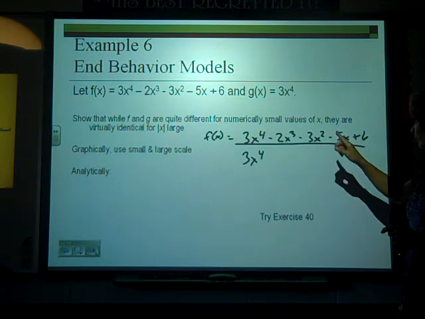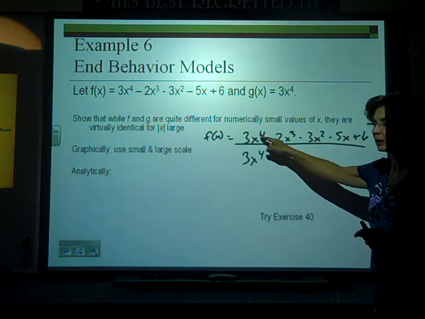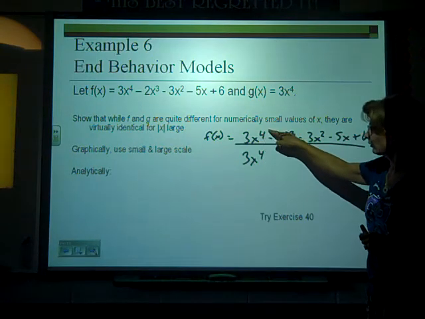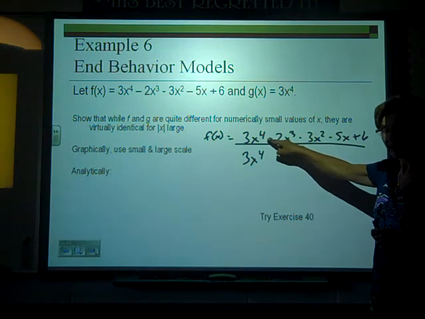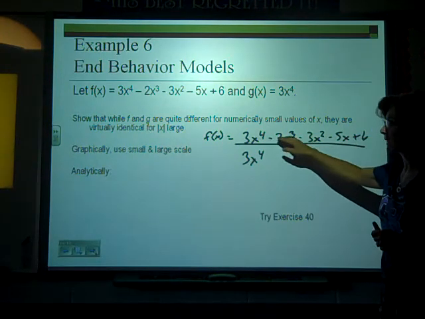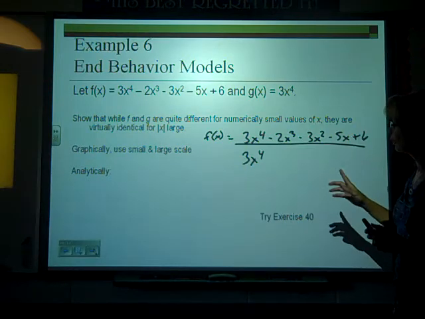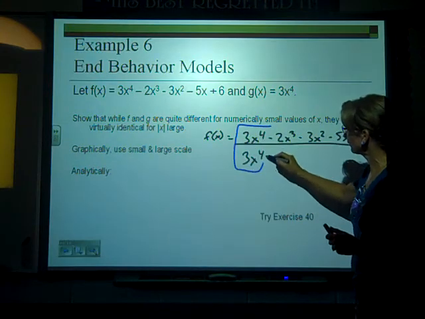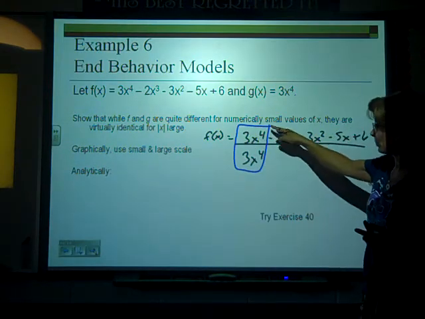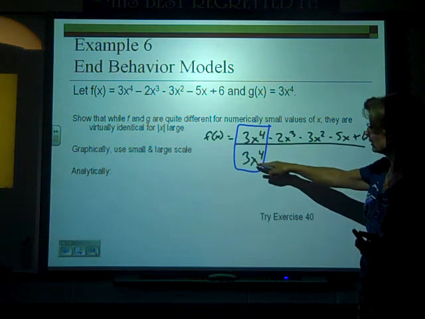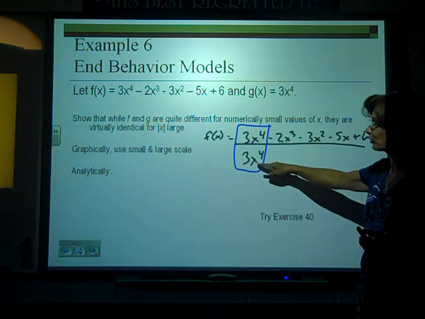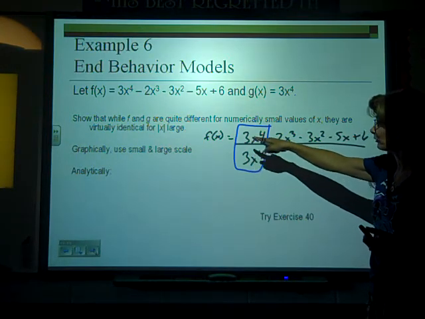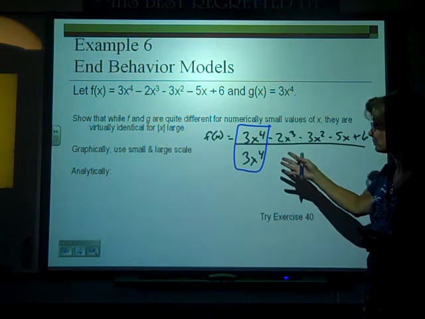When numbers are small, folks, you put in a small number, you're going to get a change in the y value. As you put in larger and larger numbers, this fourth power, this highest power, is going to dominate, and none of this other stuff is going to matter. So if you're looking for end behavior, all you're looking at is this right here. And when this equals 1, 3x to the fourth over 3x to the fourth, then the limit as x approaches infinity of f of x is simply going to be 1.